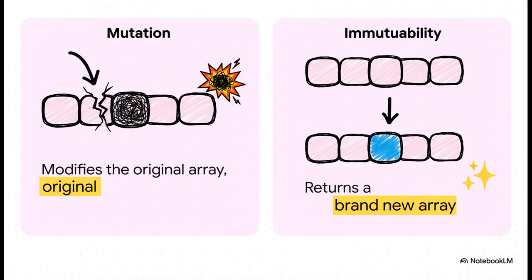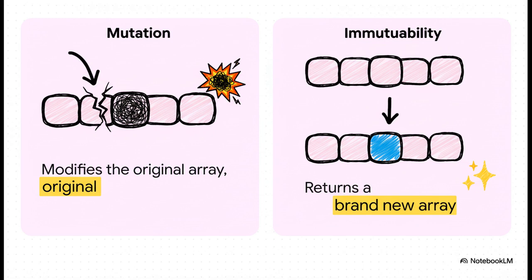On the left, we've got the old way, where you're directly changing or mutating the original array. This can cause all sorts of headaches and unpredictable bugs down the line when some other part of your code wasn't expecting that change. But on the right, you have the new, immutable way with array.with.